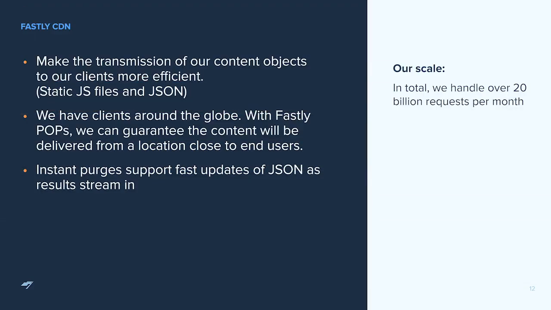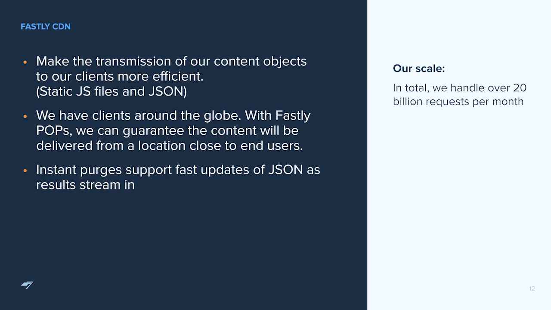Now that we understand our challenges, let's get into the solutions we came up with and how Fastly helped us to get there. First, to make the transmission of our content objects to our clients more efficient, we are using the Fastly Edge Cloud platform. With Fastly points of presence around the globe, we can guarantee the content will be delivered from a location close to our client's audience. We get instant purge support to update the results of the test as they stream in. We are going to speak a little bit more about this in the next slide.